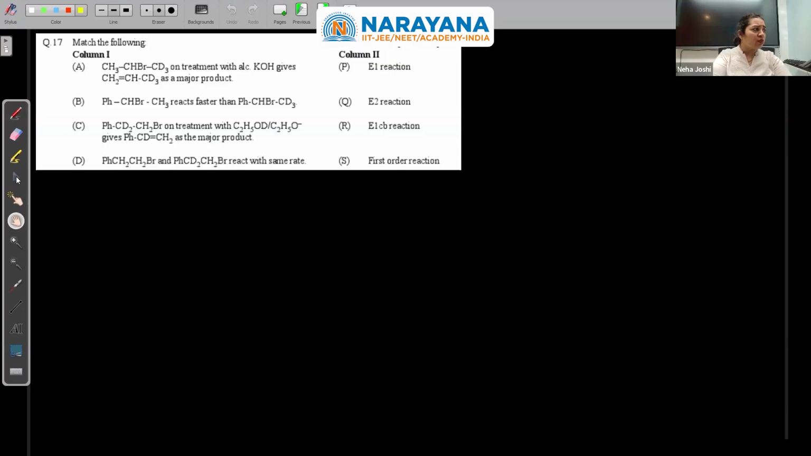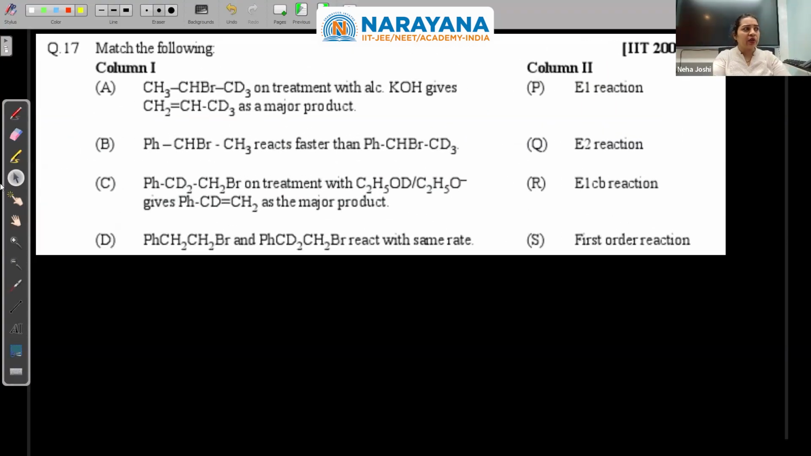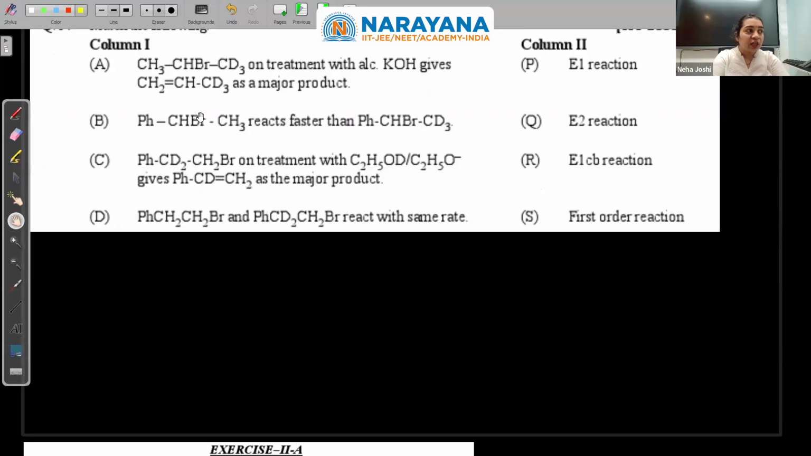So this was one of the questions, relevant to yesterday's class, but let us see how to solve it. I think now you can solve it quite clearly. CH3CHBrCD3 on treatment with alcoholic KOH gives CH2=CHCD3. So it is not attacking on the deuterium side. It is attacking on the CH2 side. This is what we are concluding.